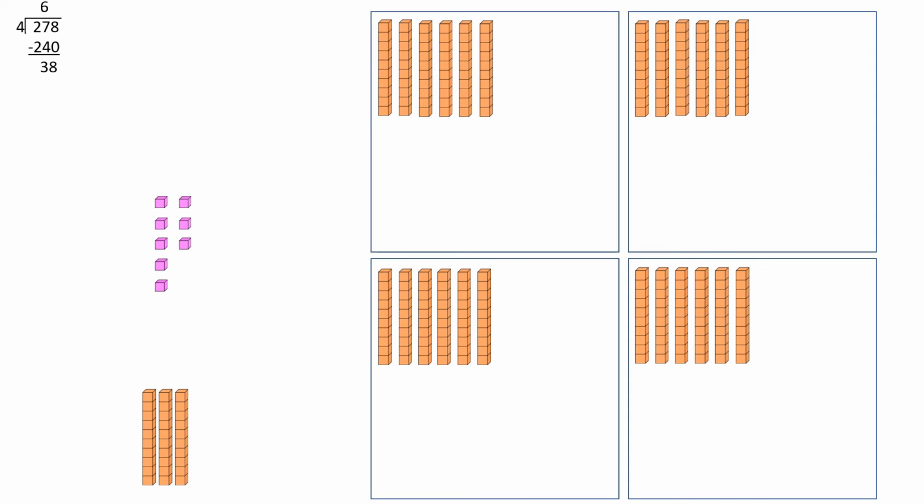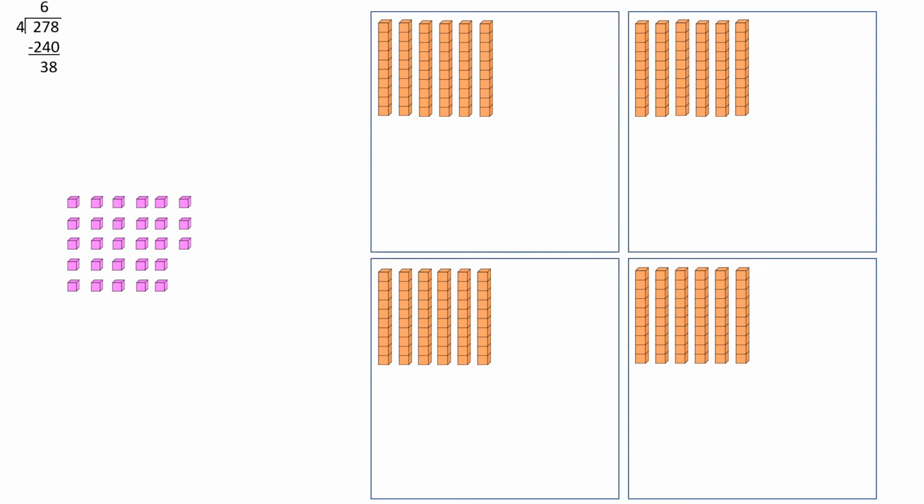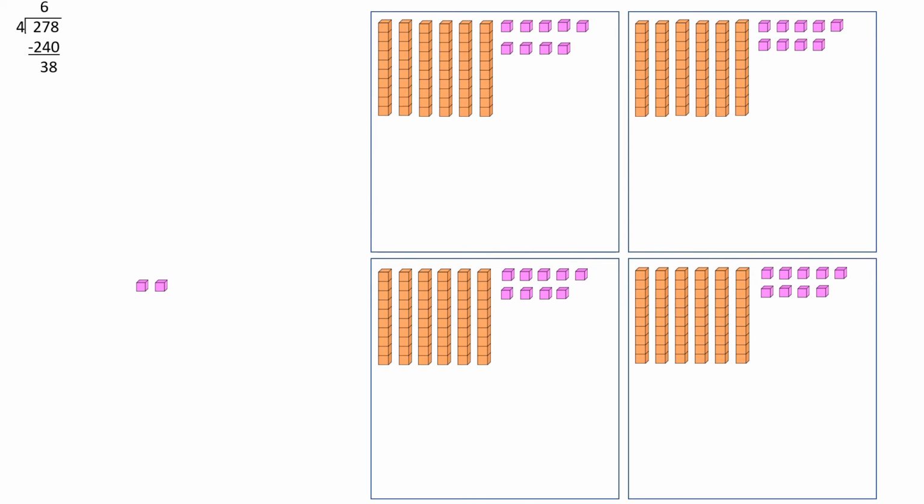To continue dividing, we must exchange our 3 remaining longs for 30 units. We now have 38 units remaining and can begin dividing these evenly among our boxes. Each box received 9 units with 2 remaining. Since each of the 4 boxes received 9 units, we know that we used 36 units total.